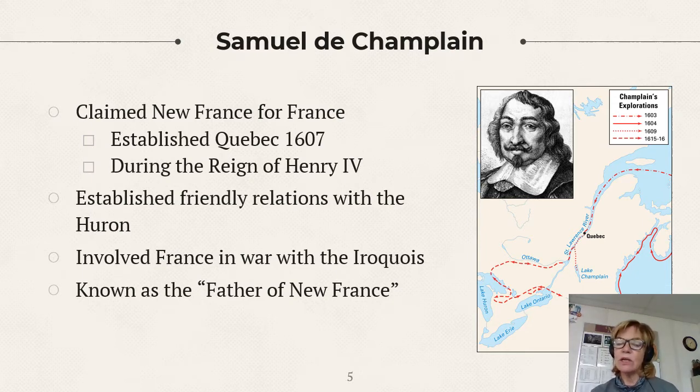He allies with the Huron, and they go to war with the Iroquois. Now, the Iroquois later are going to ally themselves with the English, and this is very important because the Huron and other Native Americans in the region want to trade with the French, and the English are going to cut that trade off after the French and Indian War. So anyway, as I said, he is known as the father of New France.